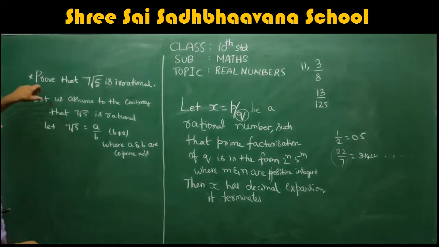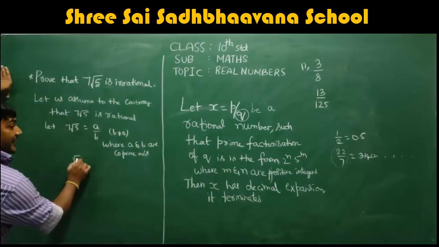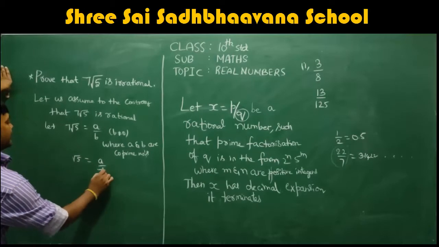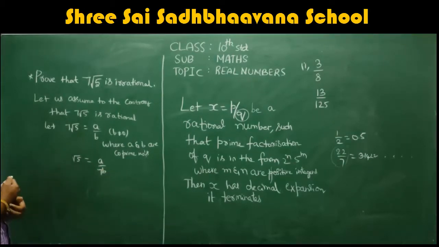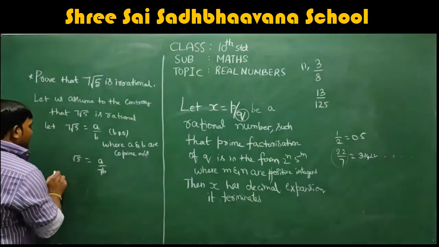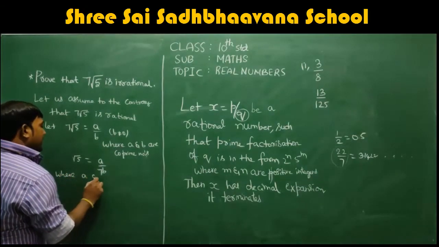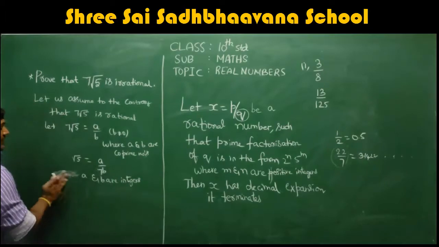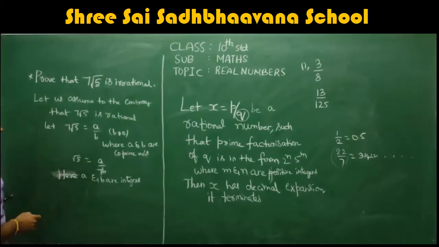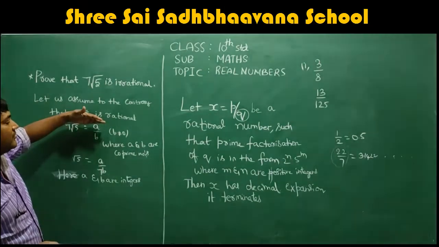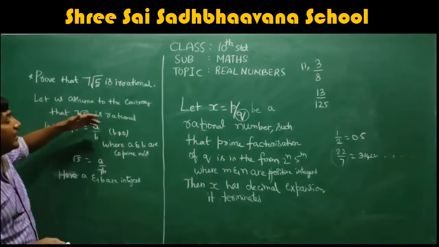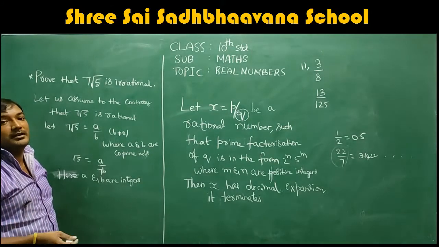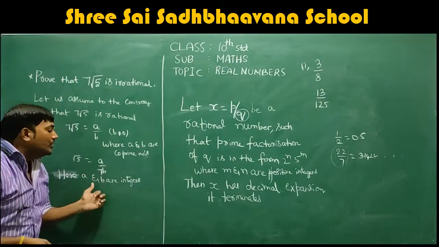That's all. Now 7 root 5 is equal to A by B. So can I write root 5 is equal to A by 7B? Correct? So 7 which is in the numerator, when it goes to the denominator, it becomes 7 into B. So root 5 can be written as A by 7B, where A and B are integers. Whether it is a prime number or an even number or an odd number, it should be an integer, right? So A and B are integers.